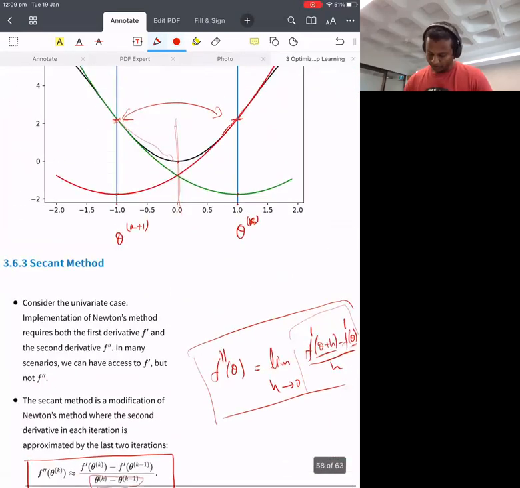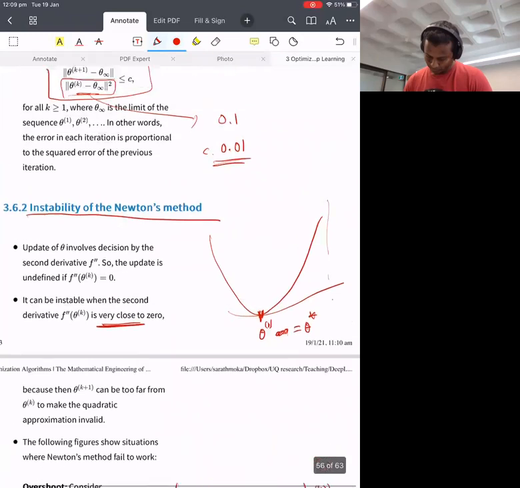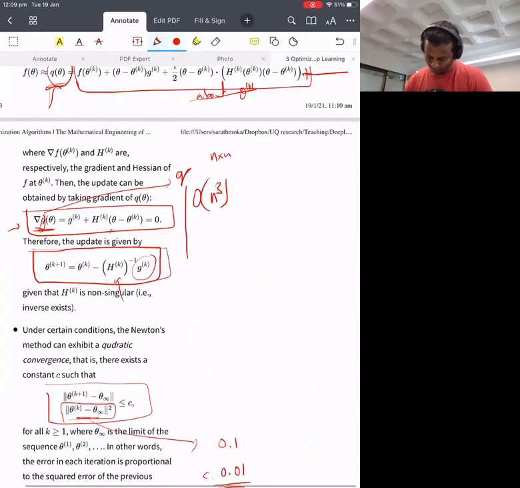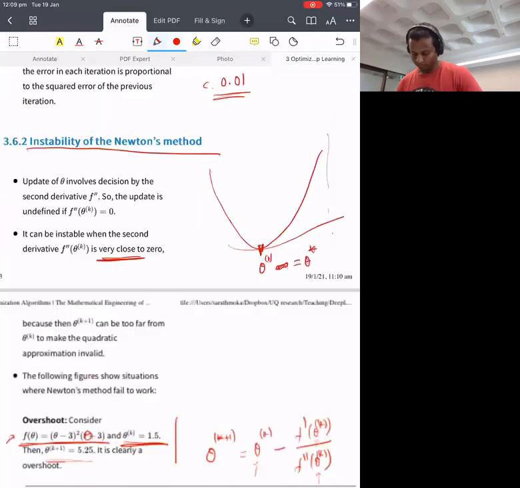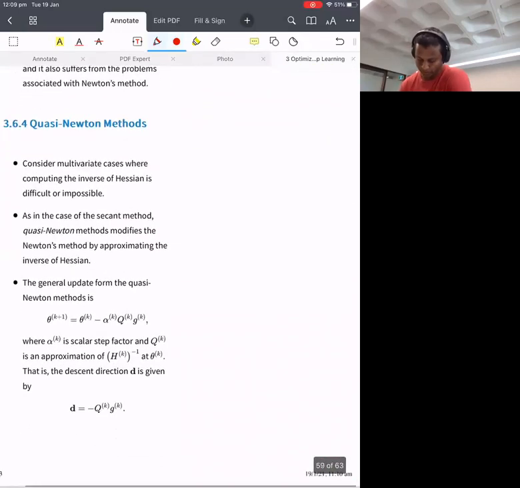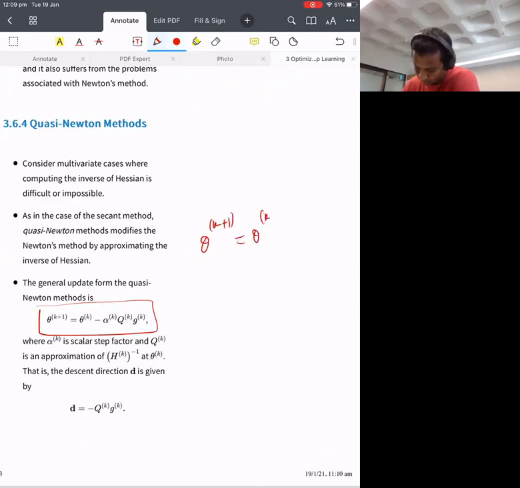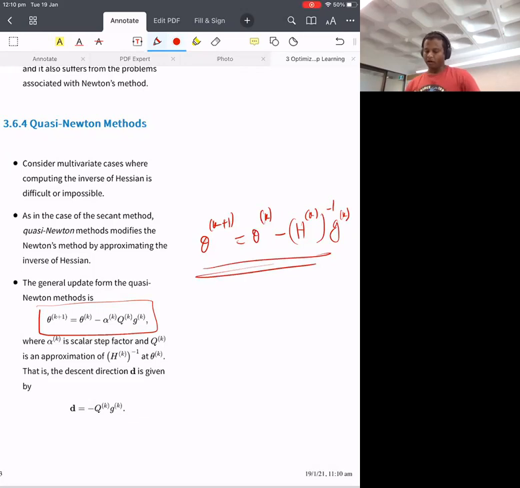Let's recall the multidimensional case. This is the update we have. For comparison purposes, this is the update for the quasi-Newton method, but for Newton's method in the multidimensional case it is theta k plus 1 equals theta k minus H k inverse times g k, right? That is what we had. Now H k inverse is replaced with this.